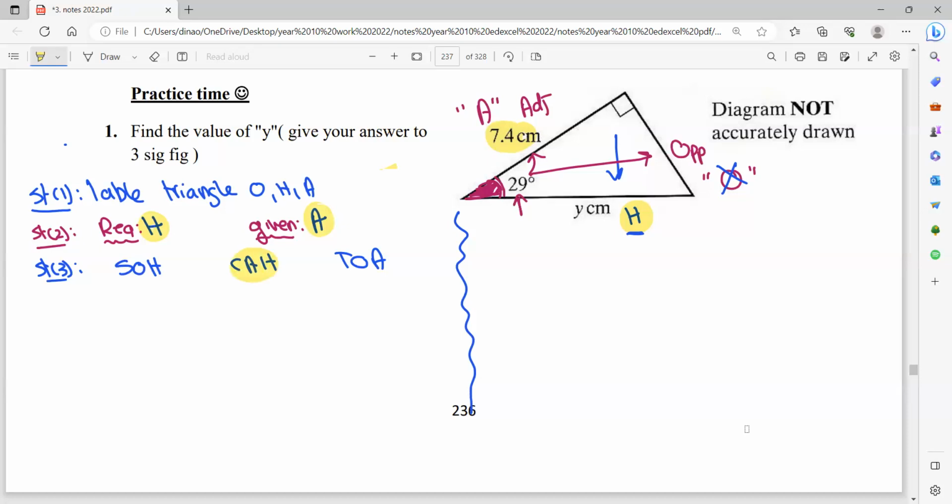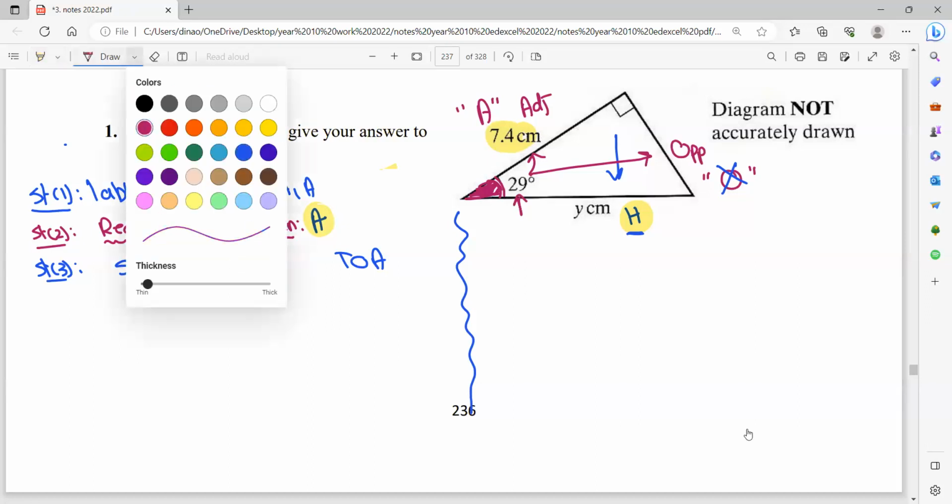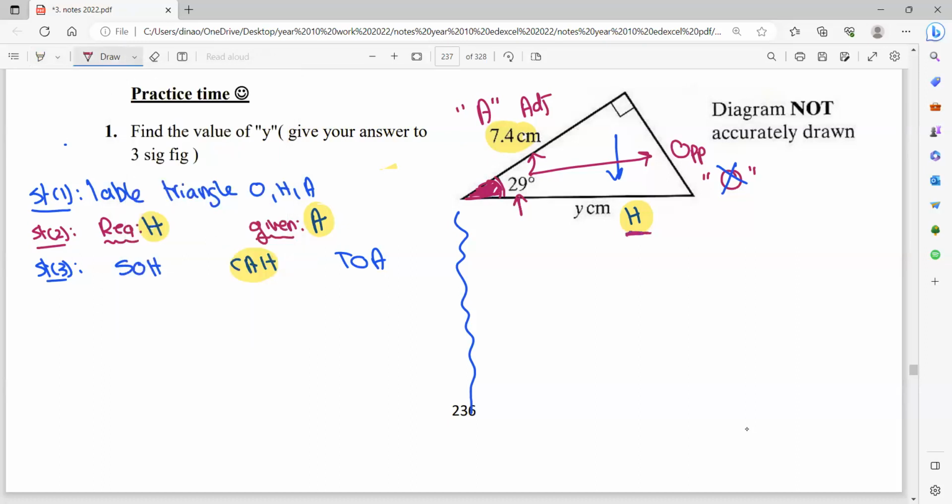The cosine has the A and the H. Okay, so we are going to use the cosine. So step number 1, label the required side and the given side. We label them as you can see. Second, from the 3 functions, check which function has the 2 letters. The function that has the 2 letters is the cosine.